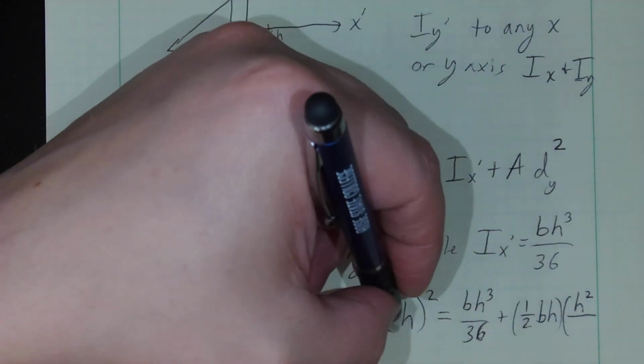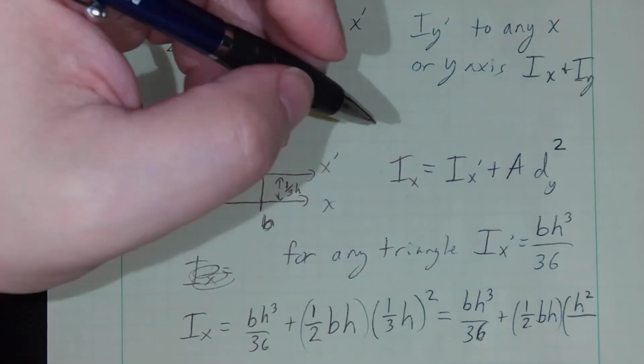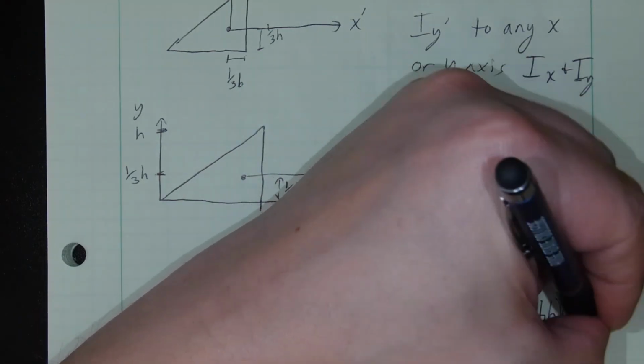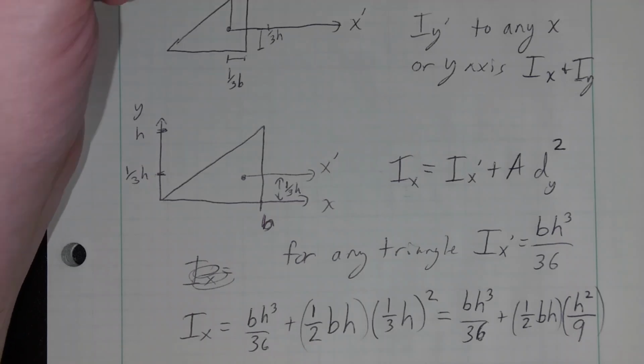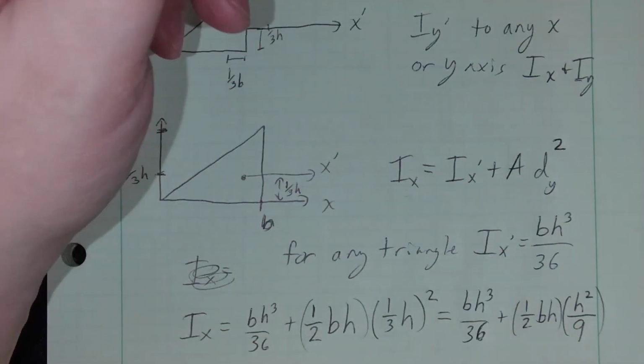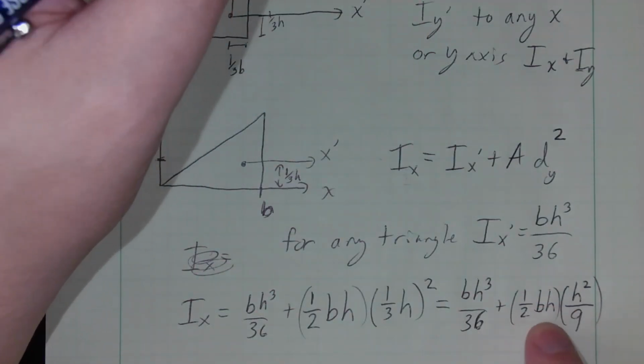And the denominator here, again, I'm squaring this guy. So the denominator is 3 squared. So it's going to be h squared over 9. Okay. bh cubed over 36 plus 1/2 bh times h squared over 9. And so we're going to simplify this out.